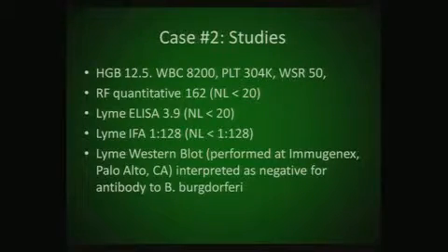At her request, we repeated her Lyme serologies and a few other tests. She had an elevated sed rate of 50. Otherwise, the blood count was normal. Her rheumatoid factor was again markedly positive. Her Lyme ELISA was well under the normal cutoff. Her IFA was at the cutoff. And a Western blot, which was performed in Palo Alto, was interpreted as negative for antibody to Borrelia.